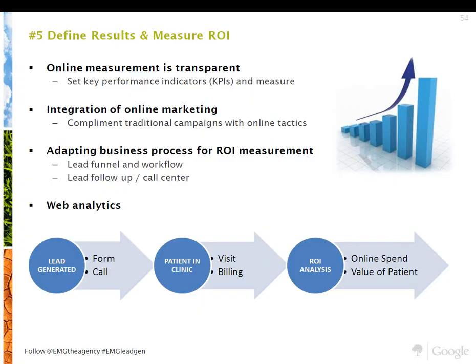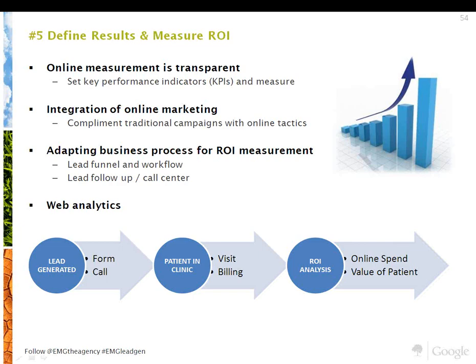Great, thanks, Jessica. There are a couple of things I wanted to touch on when we're thinking about defining the results and measuring your ROI. I think one of the biggest things is making sure your online measurements are transparent. You want to be setting the right types of goals and identifying the right metrics to track when you're judging the success of your campaign performance. There are a lot of different ways you can do this. You can think about your cost per click for your keywords, or your cost per acquisition: how much money are you spending on your advertising for every conversion that you're getting?